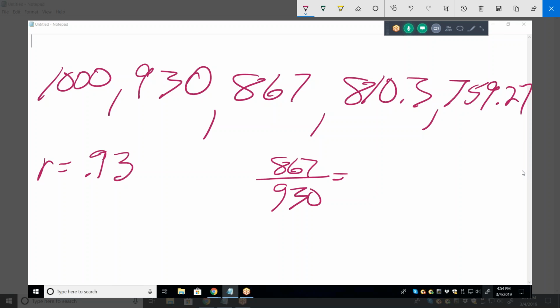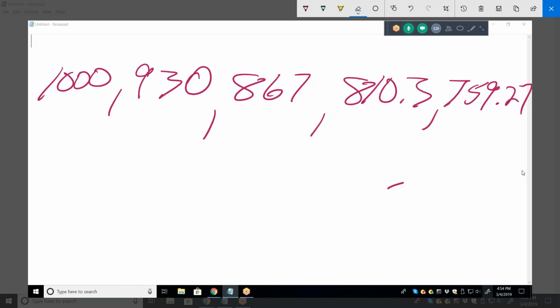Wait, 867. If this were just a normal geometric series, these ratios would all be the same: 0.93. So I'm not sure why he called it a shifted one. Well, because if you subtract and then divide, you get a common ratio of 0.9.